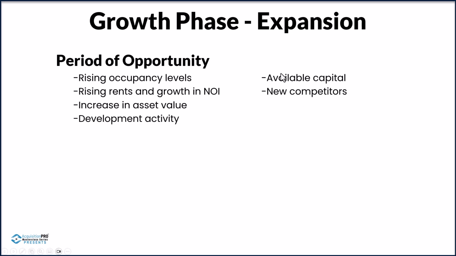There is available capital and new competitors start to enter the marketplace. Where competitors should have been entering down at the bottom of phase one, they wait until we get into the expansion cycle when even a monkey can sell real estate. And so the new competitors start to hit the market in the growth phase.